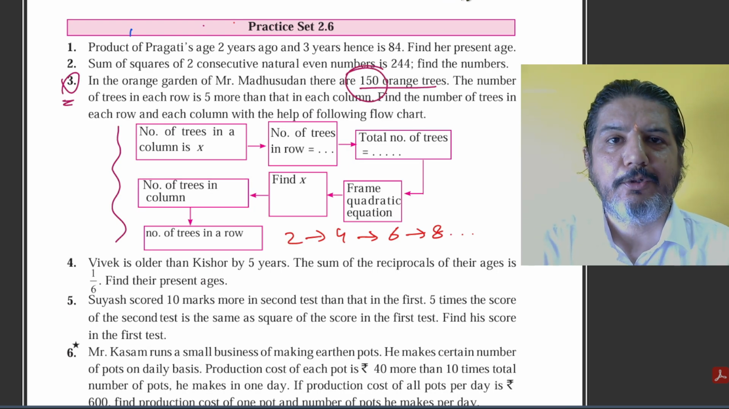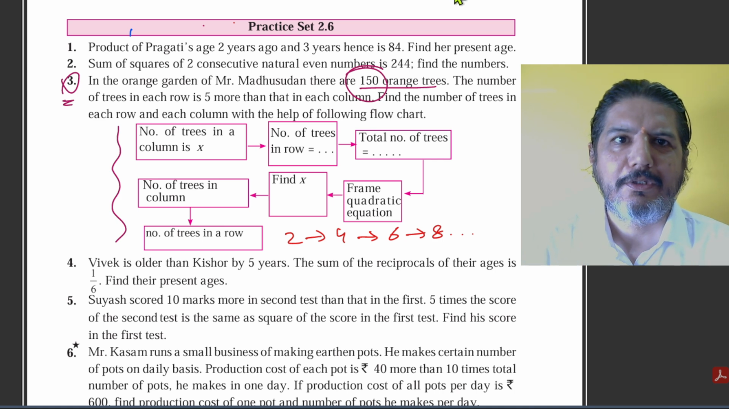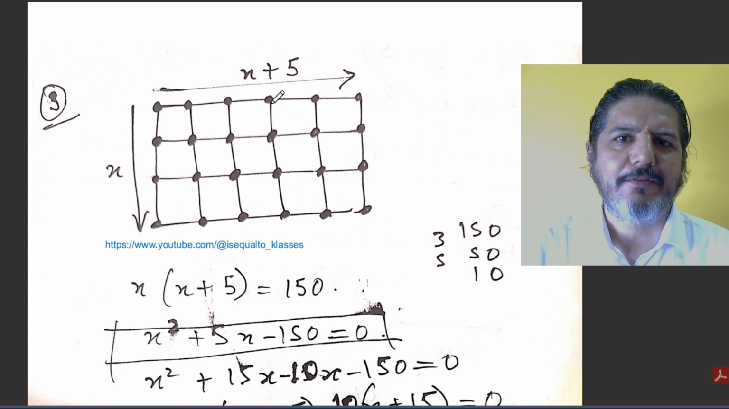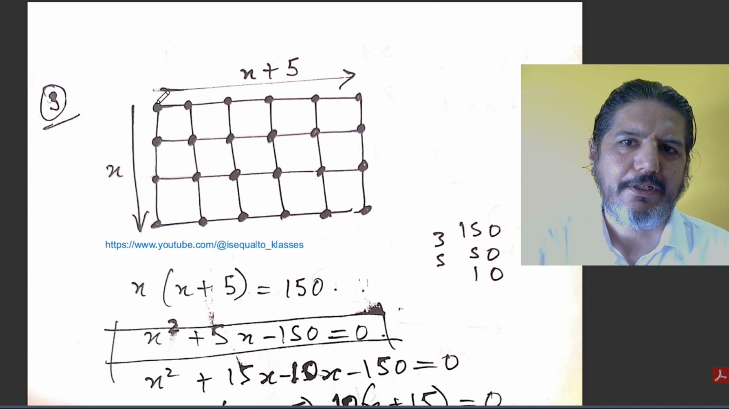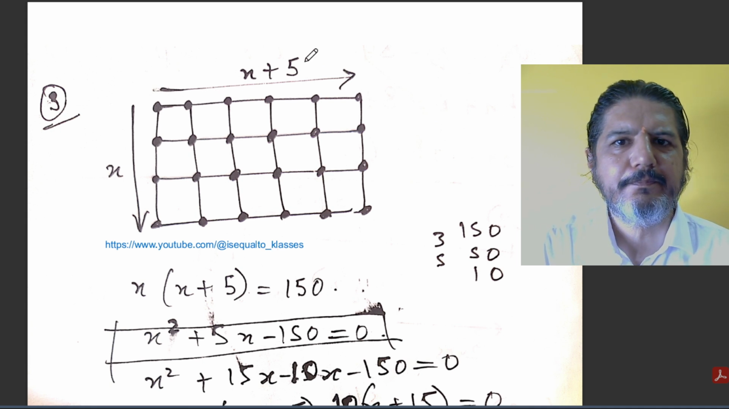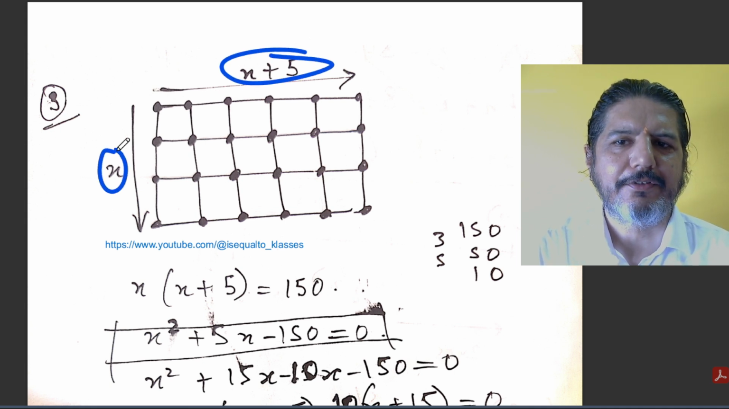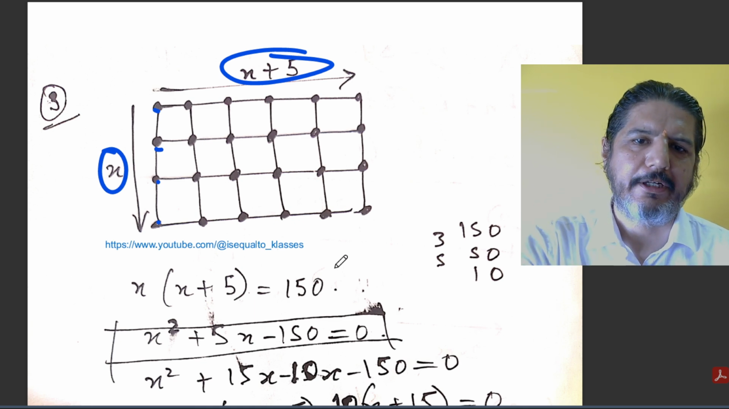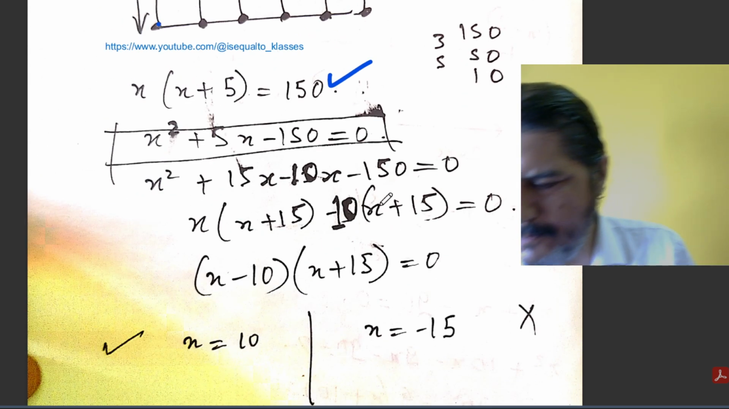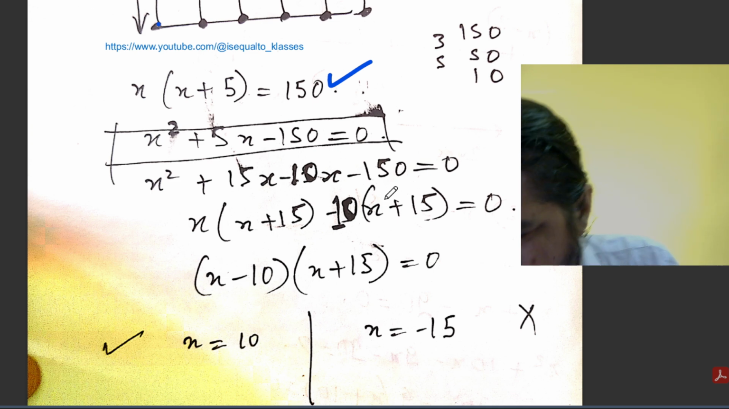If you are still not able to understand, I'll request you to review these last 5 to 10 minutes again. Then you will understand. So this is the situation I have shown you. So these are the number of trees. Each dot is representing a tree. This is x plus 5. This is x. So if there are x trees here, then there are x plus 5 trees here. So multiply that, you come to 150.